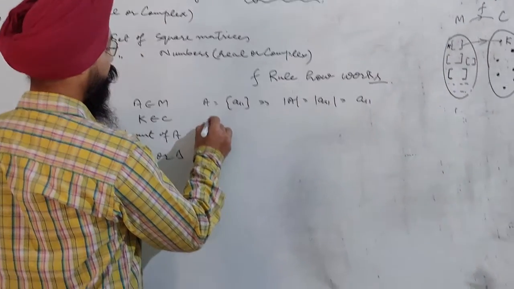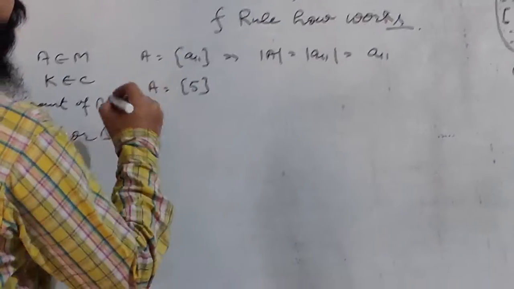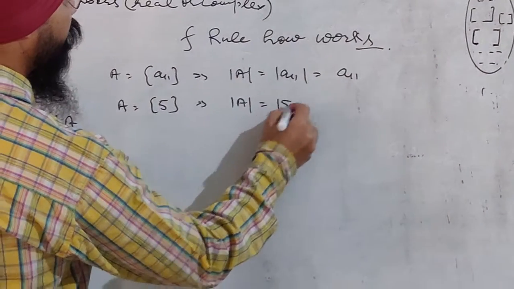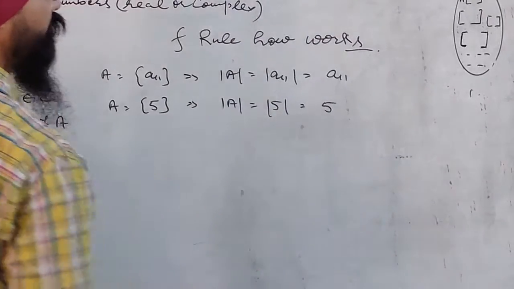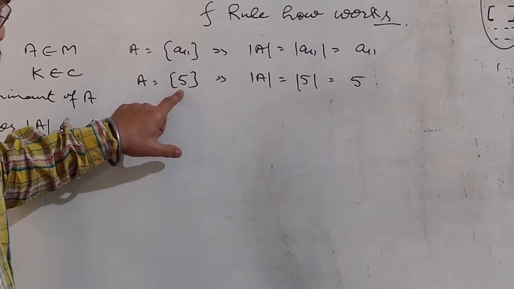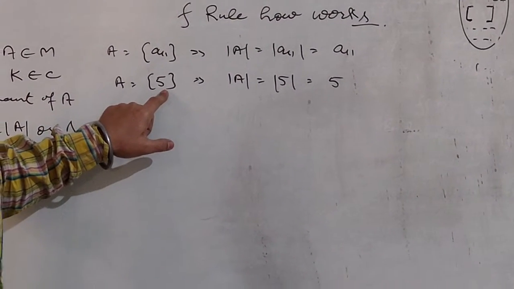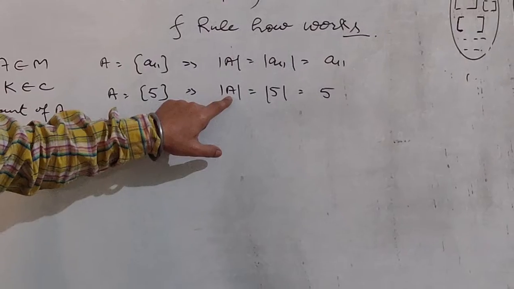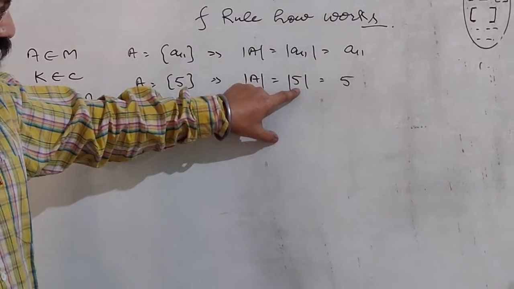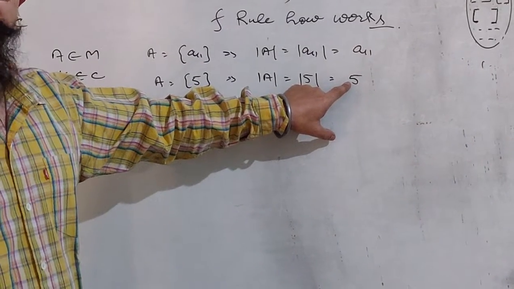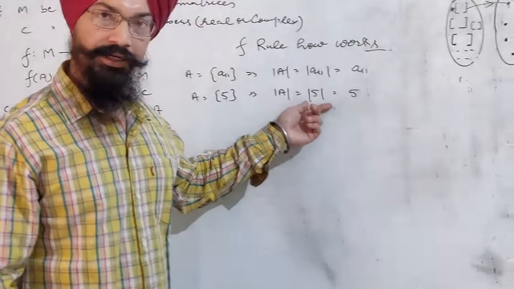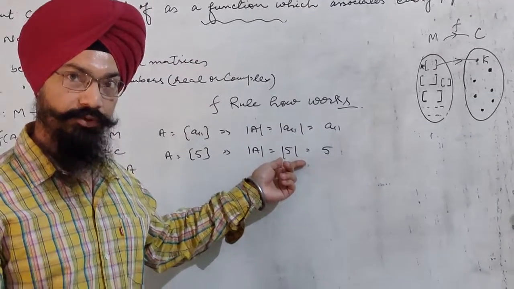For example, if you have one element 5, then this implies that determinant of A will be determinant of 5, and this will be equal to 5. If it would have been minus 5 instead of 5, then determinant of A would have been minus 5. Then determinant of minus 5 will be minus 5, not 5. I want to say that this is the determinant notation, not the absolute value.